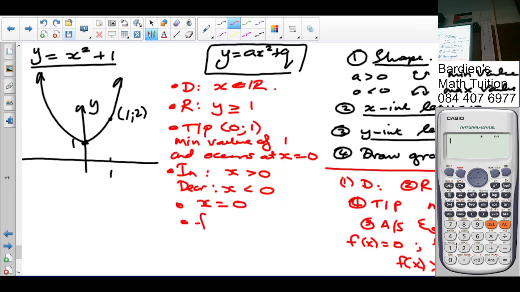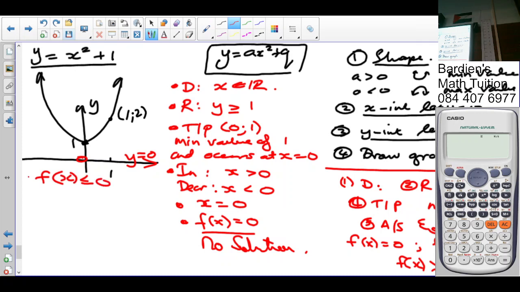Next, where is f of x equal to 0? Is there any part of this graph that is going through this y is equal to 0 line on the x-axis? No. So what do we say? No solution. Let's look at where is f of x less than and equal to 0. Is there any part of the graph that's below the x-axis? No. So what do we say? No solution.